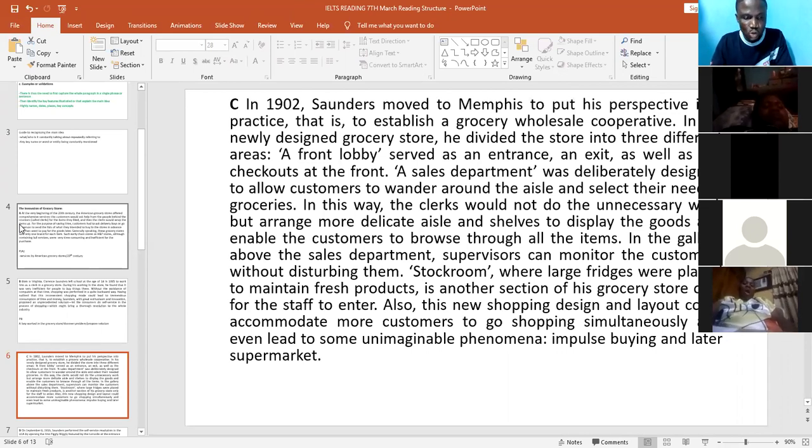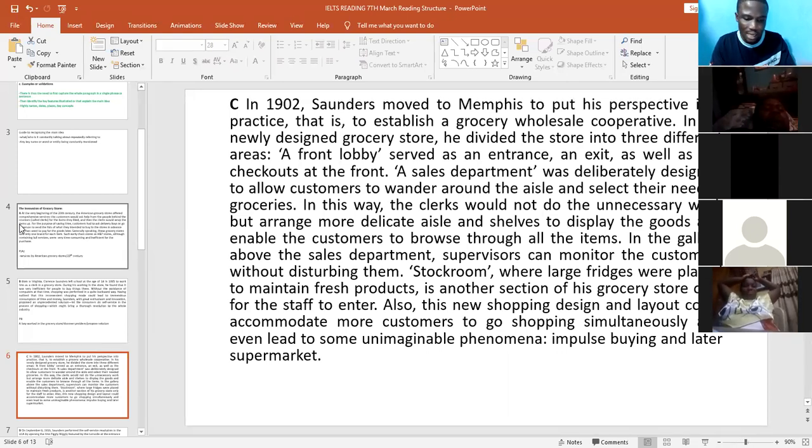Yes. So, Sanders' idea implementation. Look at it. A front lobby serves as the entrance and exit, as well as the checkout front. A sales department was deliberately designed to allow customers to wander around the aisle and select their needed grocery. In this way, the clerk would not do the unnecessary work, but arrange more delicate aisles.